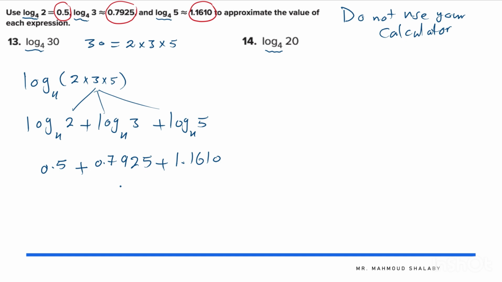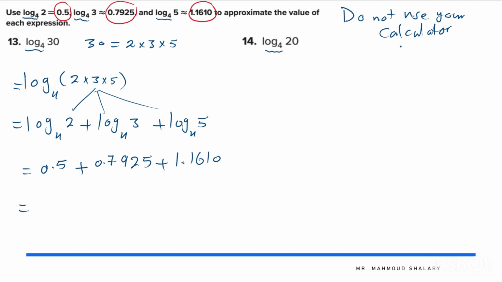1.1610. Only, ya shabab, in this case I can use the calculator. I will just put an equal sign here. So when you add these in this part only, and this part only, ya shabab, you can use now your calculator just to add these.